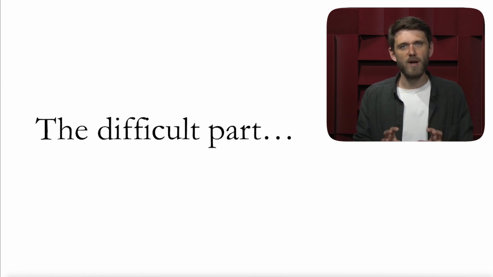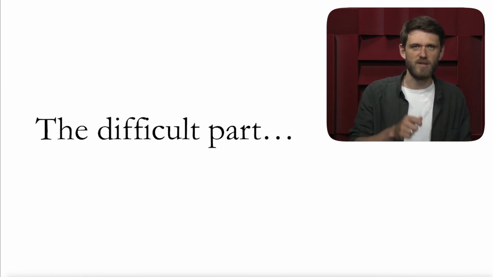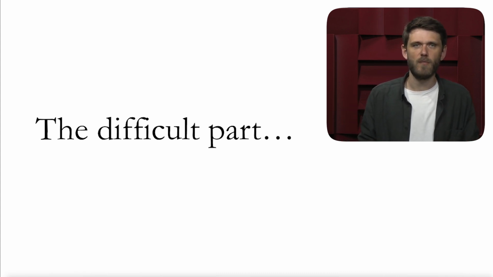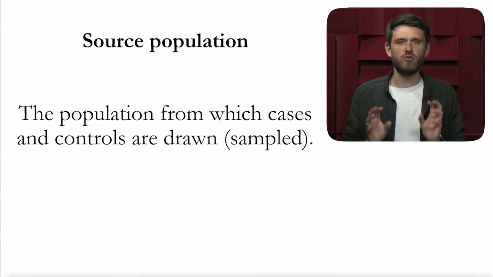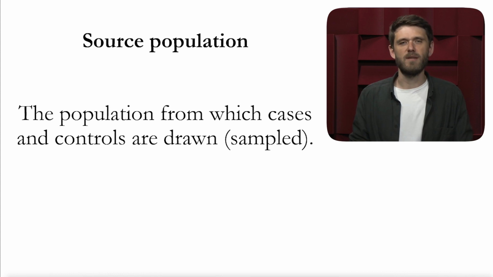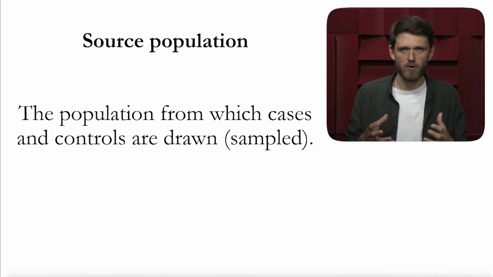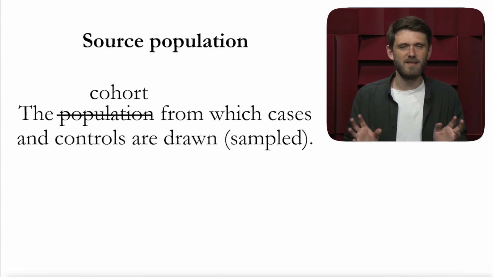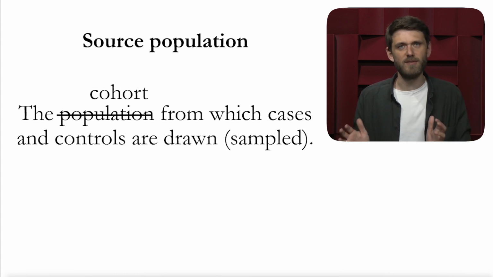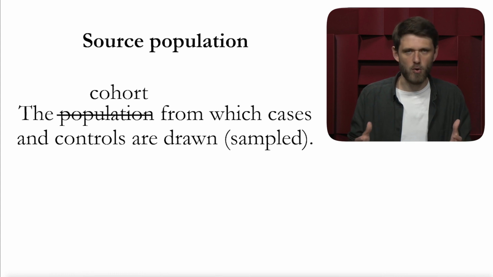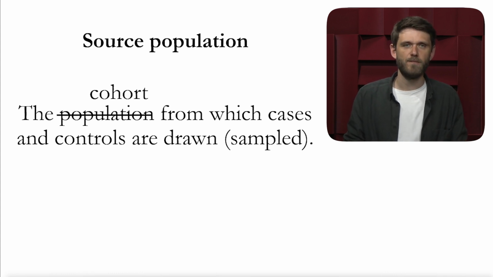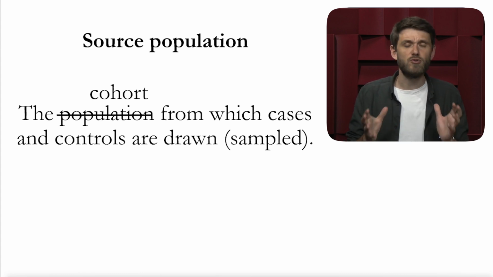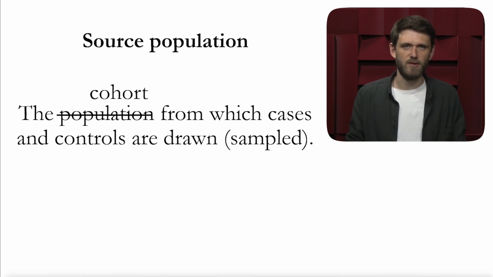So the core idea is reasonably straightforward. Look at exposure patterns among those with disease and without disease, but the devil's in the detail. First, we need to discuss the concept of the source population, and this is typically denoted as the population from which cases and controls are drawn, that is, sampled. And I will typically avoid this population thinking because the population is typically less well defined, and rather go for the cohort from which cases and controls are sampled. Because we should always, in a modern day case control study, be able to identify the underlying cohort in question.